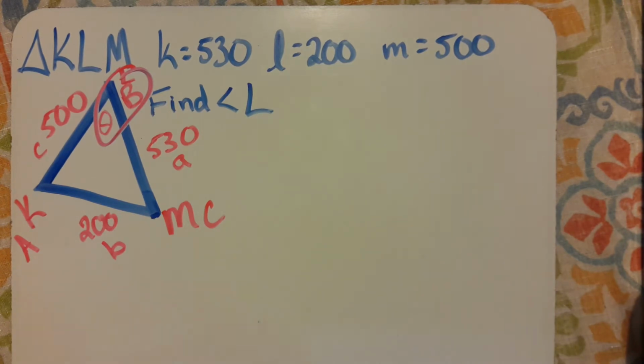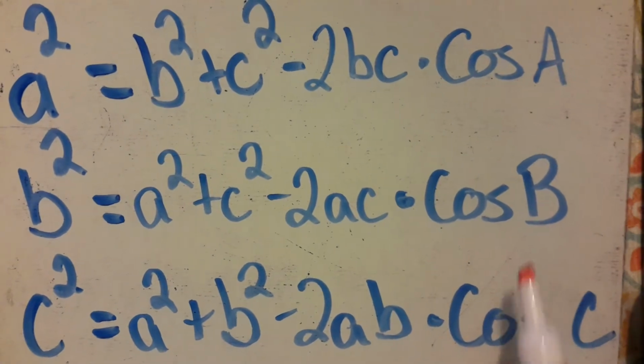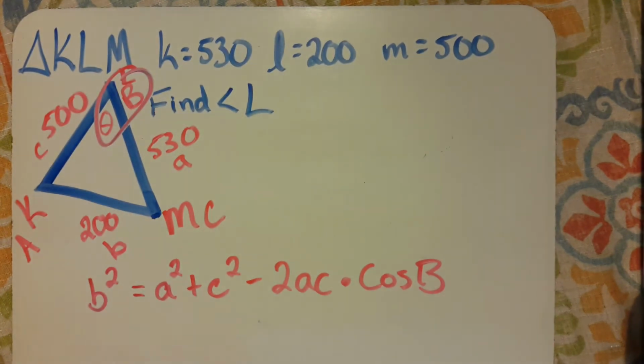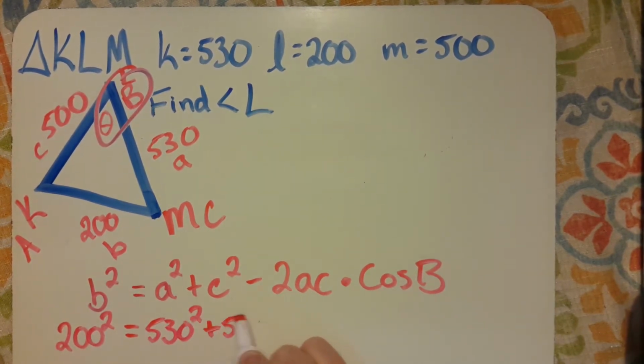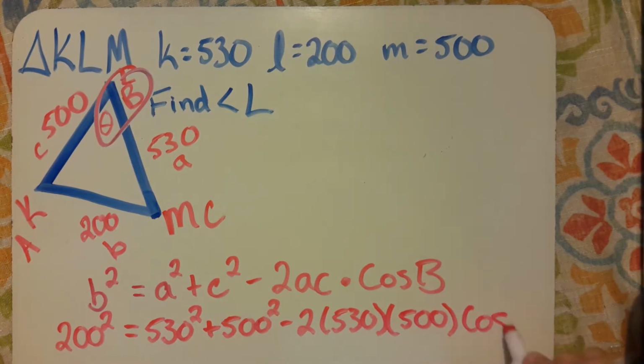So when I'm trying to decide which form of law of cosines I should use, I'm going to use the one that uses angle B. So I'm going to write that real quick. And then let's plug in all the information we know. So B, I know, is 200. And I know that A is 530. And I know that C is 500. Minus 2. And again, A is 530, C is 500. Looking for the cosine of theta because I don't know what that angle is.